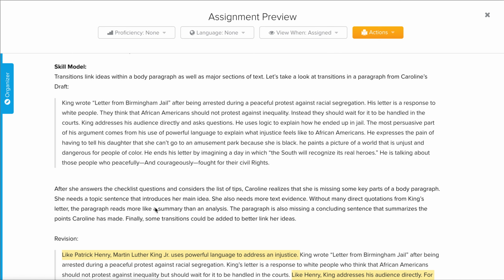I want to stop there and talk about that for a second. You do need a lot of evidence from the text in an argumentative essay. Otherwise, they're right. You're basically just summarizing the text rather than actually analyzing it. When you're analyzing something, then you're breaking it down into its different components, different passages, looking at different quotes, and expanding on those quotes. The paragraph is also missing a concluding sentence that summarizes the points that Caroline has made. Finally, some transitions could be added to better link her ideas.